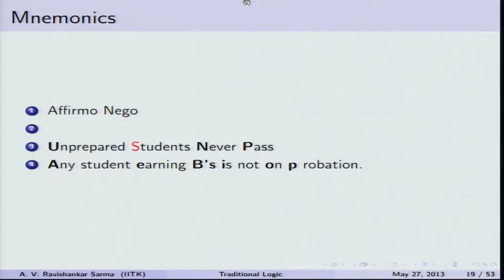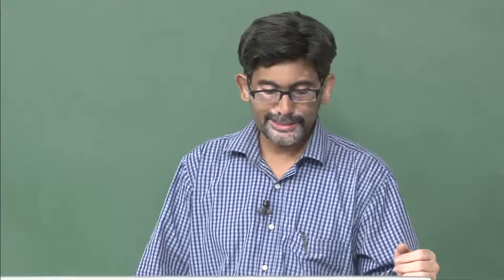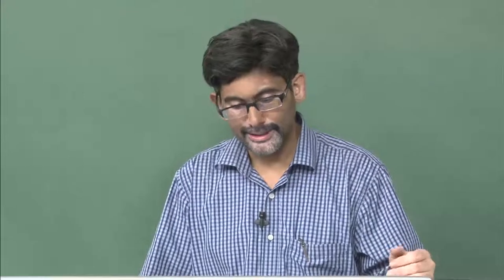So there are a few mnemonics that we have used earlier, Affirmo Nego, that tells us that A and I propositions are affirmative and E and O propositions are negative. And then there are other mnemonics with which you can talk about this concept of distribution, and this is like this: Unprepared students never pass. This is only for our understanding, and then we need to find out the vowels here.